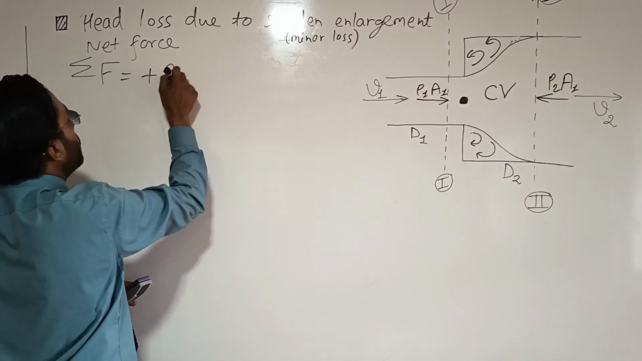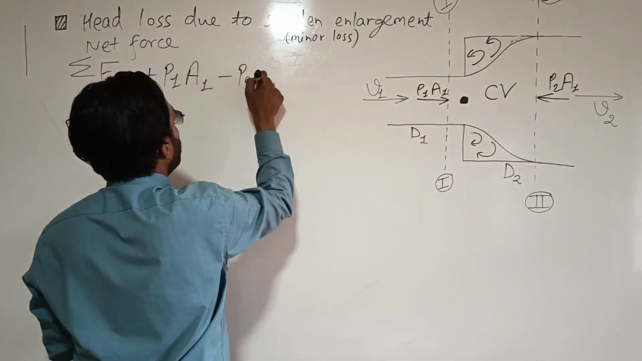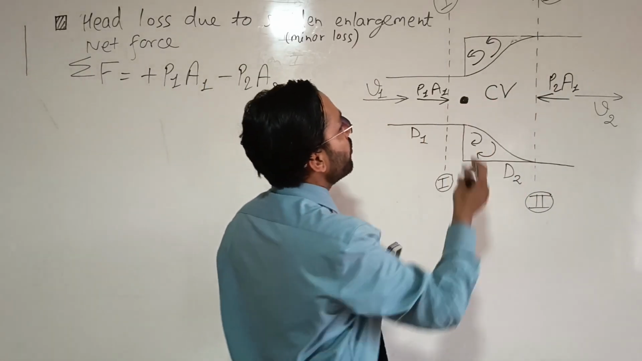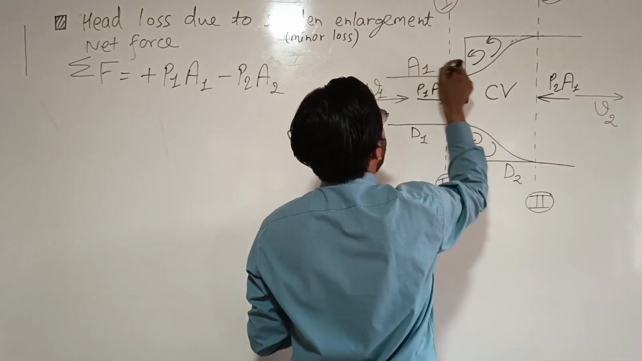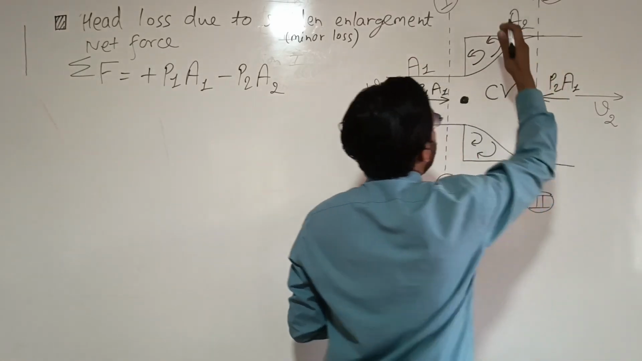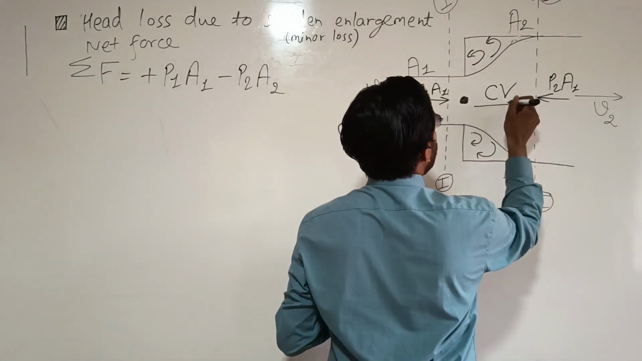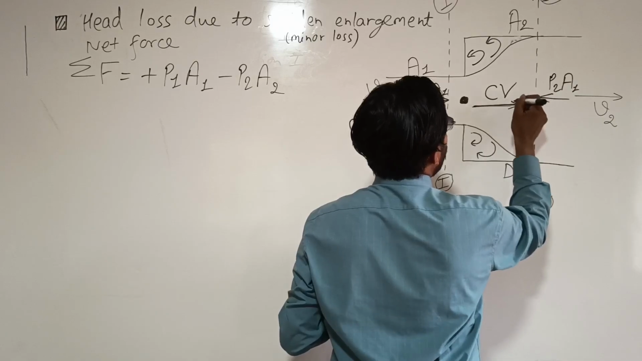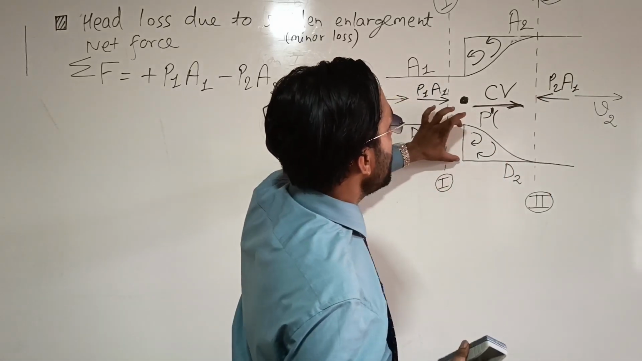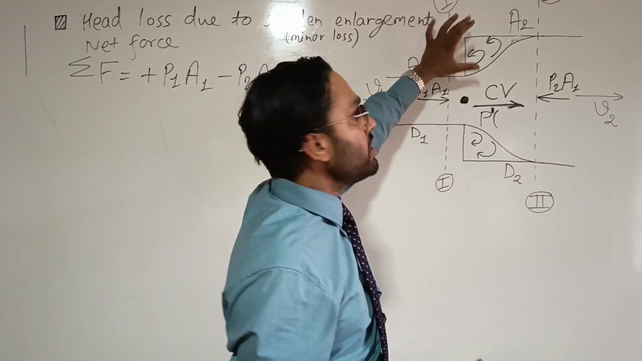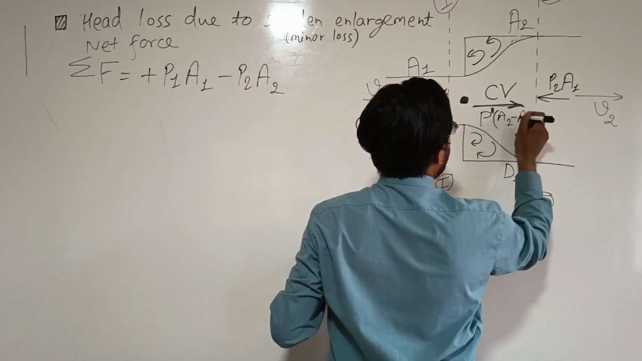Okay, so the net force, the summation of forces, is equal to P1A1 on the right side, plus P1A1, and P2A2 on the left side, minus P2A2, and there is another force due to eddies. This cross-sectional area is A1 and this cross-sectional area is A2. Due to these eddies, there is another force, P dash, in the direction of motion of the fluid. P dash into the area, and the area is this eddy area, which is A2 minus A1.